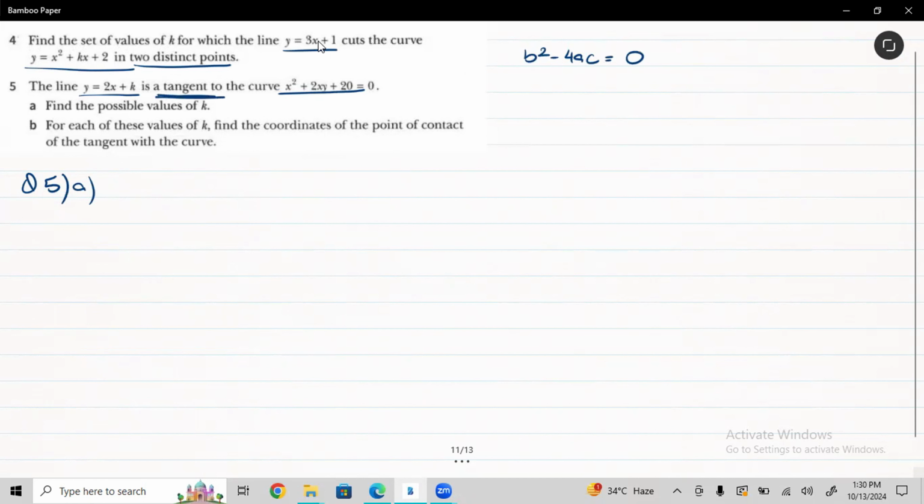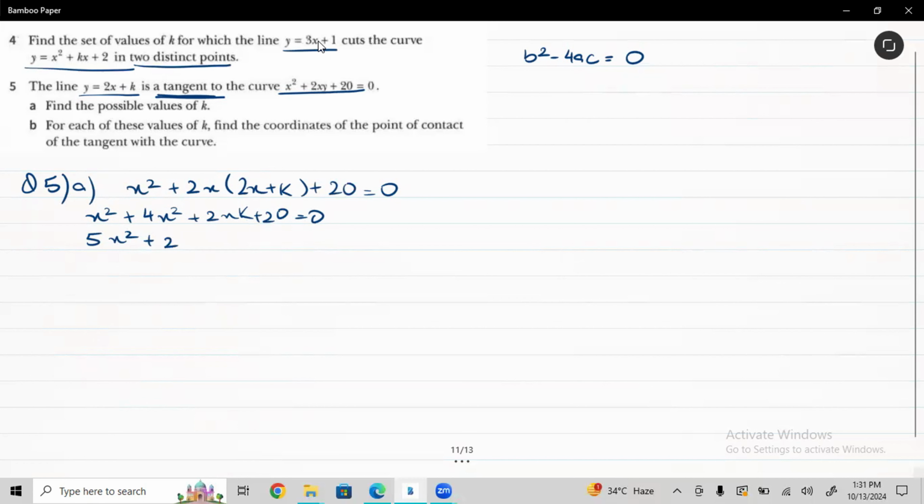So first of all, we have to substitute both of the y values. So x squared plus 2x, and instead of y, we are going to write out the equation of the straight line. So 2x plus k plus 20 is equal to 0. Simplify this, x squared plus 2x multiplied by 2x is 4x squared plus 2xk plus 20 is equal to 0. 5x squared plus 2xk plus 20 is equal to 0.